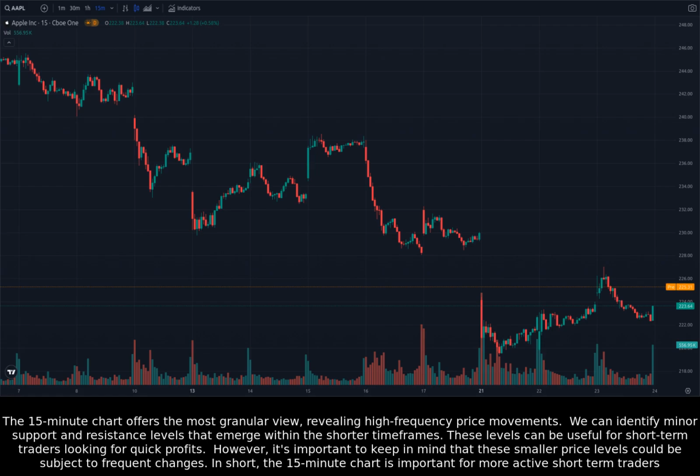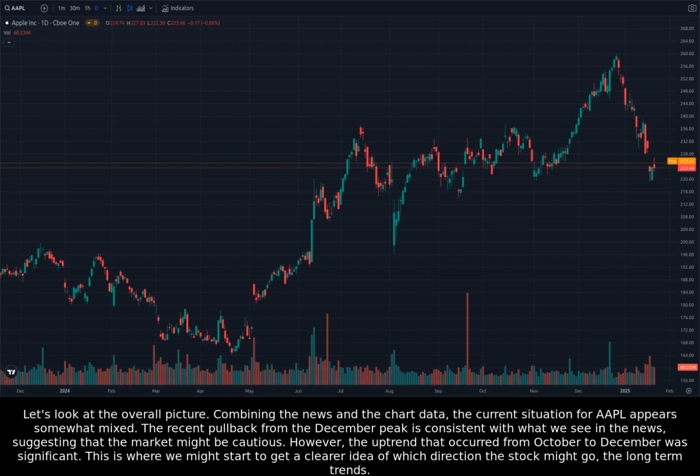We can identify minor support and resistance levels that emerge within the shorter timeframes. These levels can be useful for short-term traders looking for quick profits. However, it's important to keep in mind that these smaller price levels could be subject to frequent changes. In short, the 15-minute chart is important for more active short-term traders. Let's look at the overall picture.